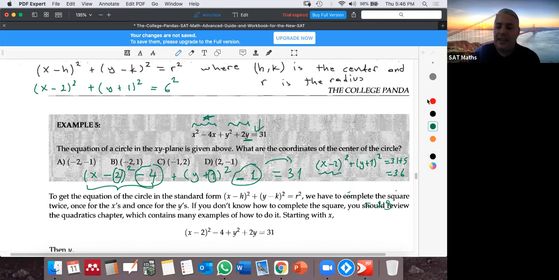And so it's clear by looking at this equation: negative h is negative 2, so h is 2. And y plus 1 means negative k is 1, that means k is negative 1. So the center is h comma k, so it is 2 comma negative 1. It is part D. That's it.